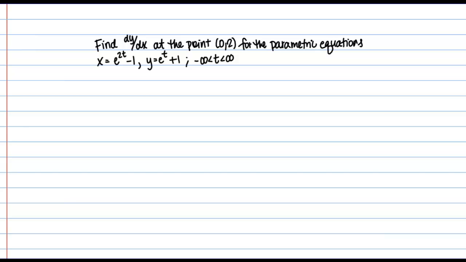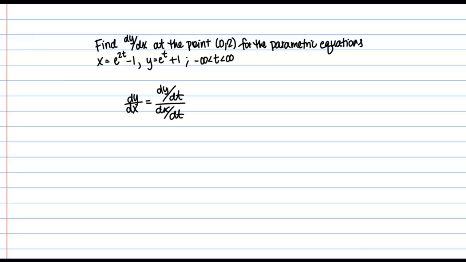In this example, we're asked to find dy/dx at the point (0, 2) for the parametric equations x = e^(2t) - 1, y = e^t + 1 on the interval for t between negative infinity and infinity. So the first step is just to know how to find dy/dx for parametric equations. And the way we do that, dy/dx equals dy/dt over dx/dt.